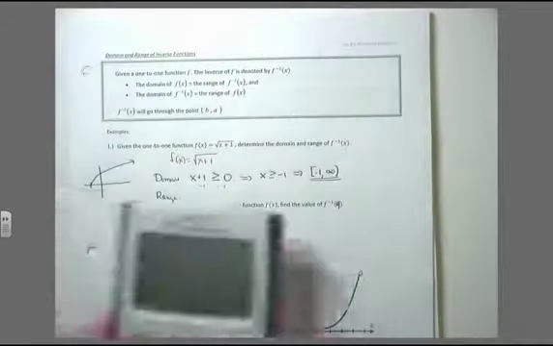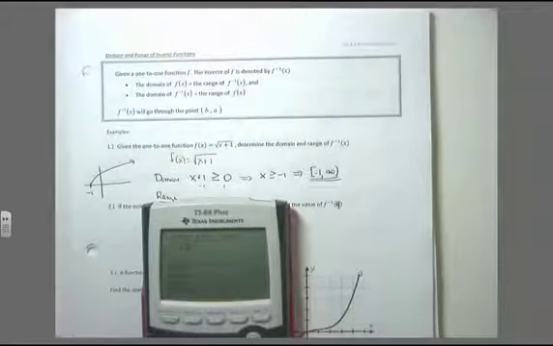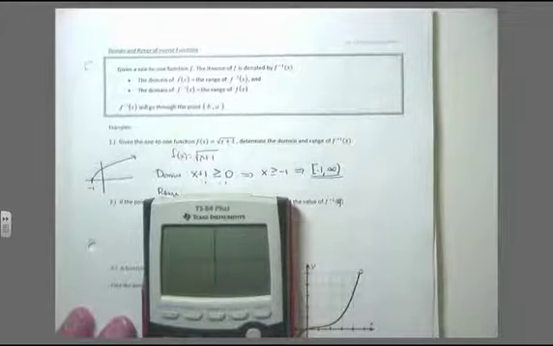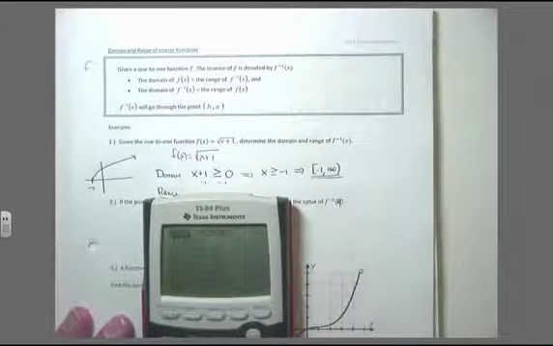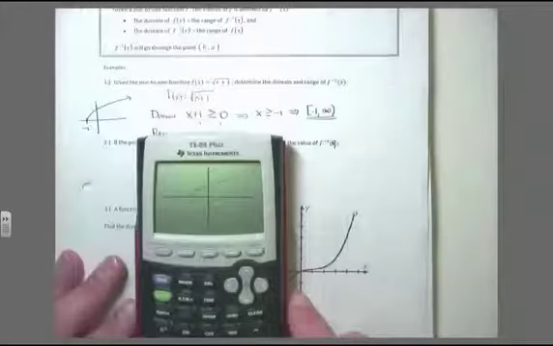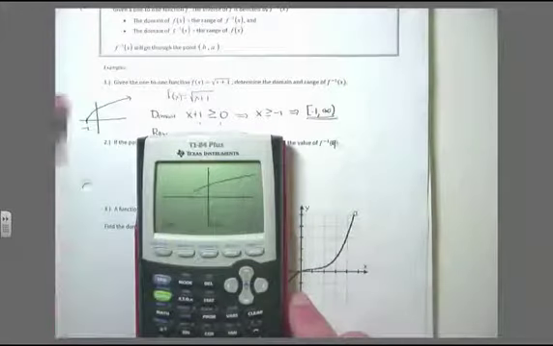If you don't believe me, you can also double check it on the old calculator. Square root of x plus 1, zoom 6 it. There it is. And notice it started at negative 1. I can zoom in on that. And there's my graph. Exactly what I drew.